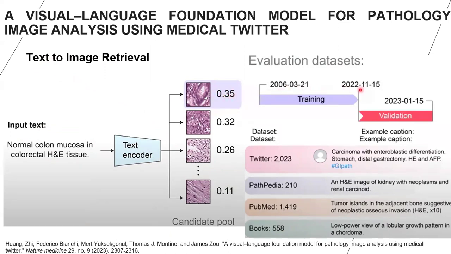They have an evaluation data set as well as a validation data set. The validation data set is from November 2022 to January 15. They have performed some evaluation on it. These are the total size of the tweets they have obtained for this data set. For Pathpedia, they have obtained these, and for books, they have that.